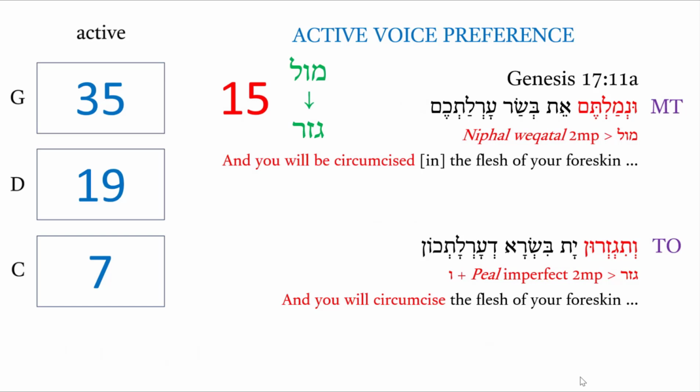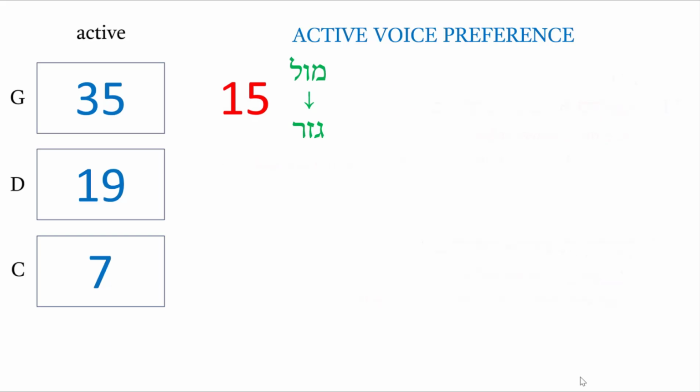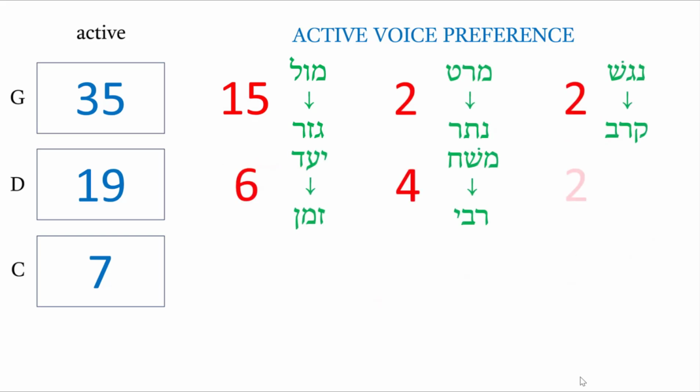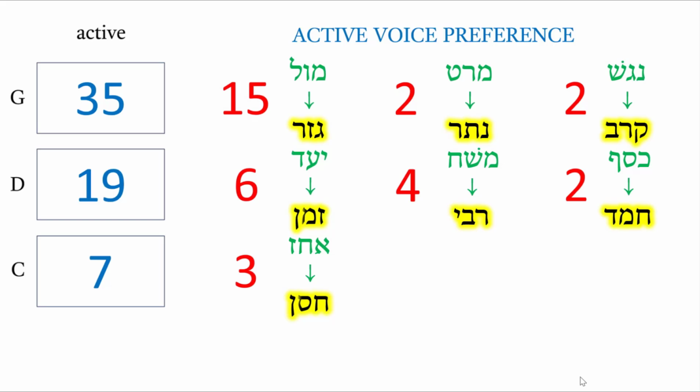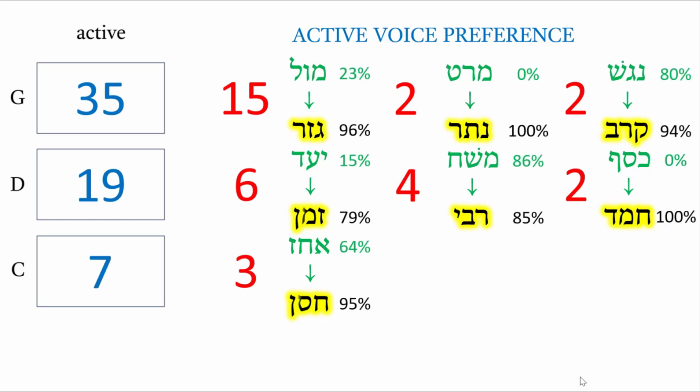So there are 15 times that you have the mem, vav, lamed verbal root transformed into an active expression in Aramaic. And that's not all. We have lots of these. I'm even running out of space on the screen. To make this relevant, let me show you. I'm highlighting the Aramaic here, and I've got some statistics.